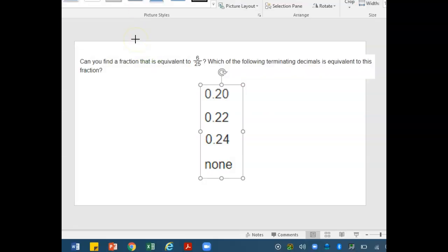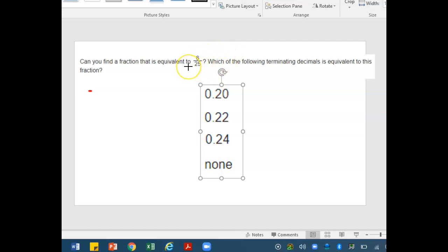All right, so it says, can you find a fraction that's equivalent to 6 over 25? Which of the following terminated decimals is equivalent to this fraction? Well, first things first, we want to have the denominator be over 10, 100, or 1,000. It's easier for us to take 25 and move it to 100.